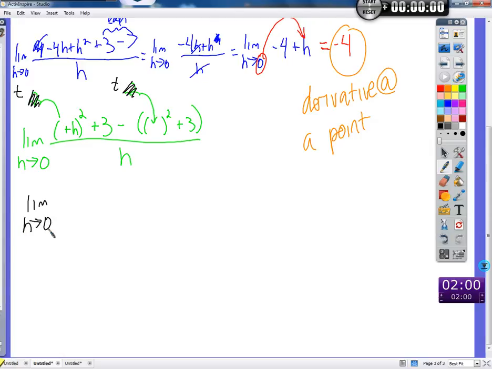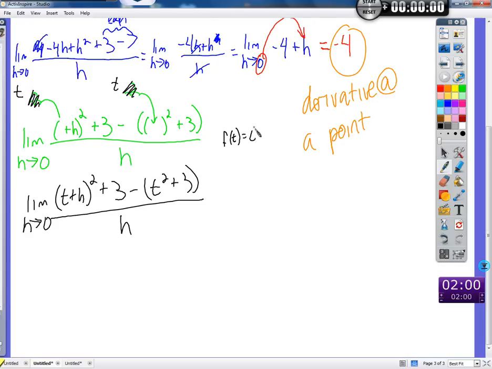Right? So we took t plus h and we put it into the function. That becomes t plus h squared plus 3 minus f of t, which is t squared plus 3 over h. Right? The original function, I'll just write it down here. The original function was t squared plus 3. Right there. That'll always happen. That is f of t, that's the original function right there. And here's the value of the function when you add a little distance to t, you go h over from t, and that'll be the y value at that point.